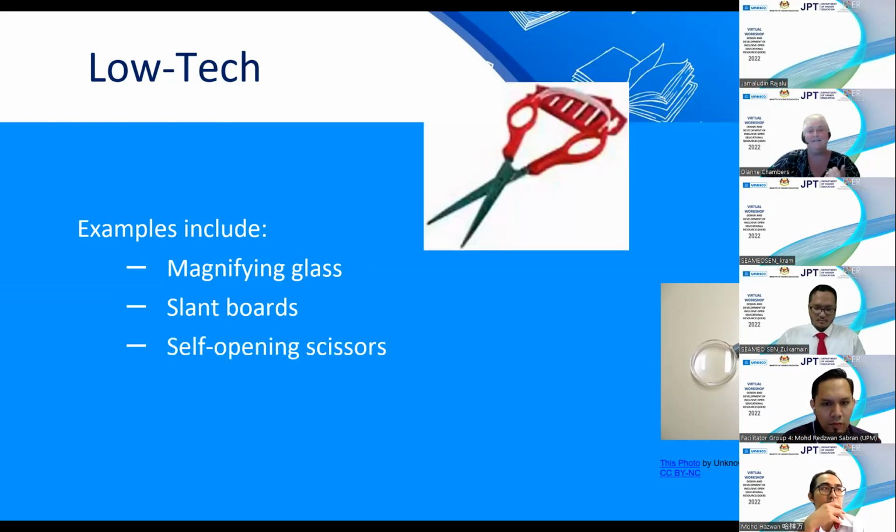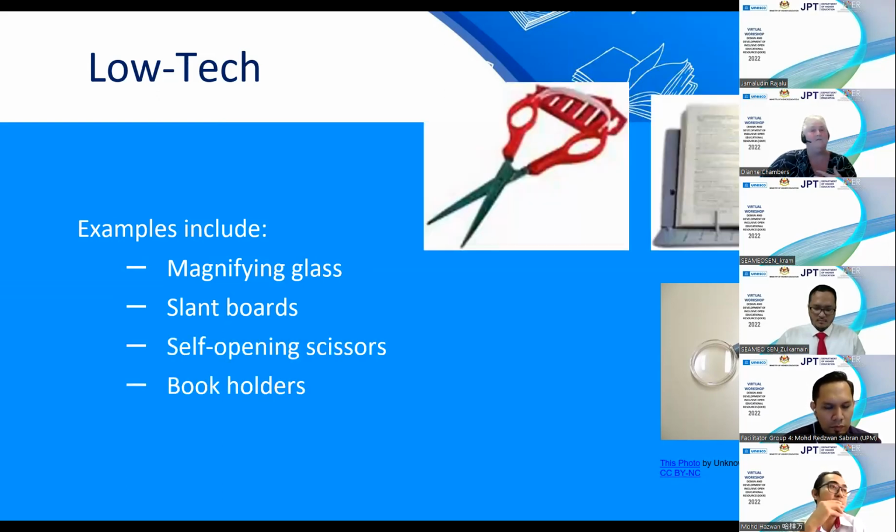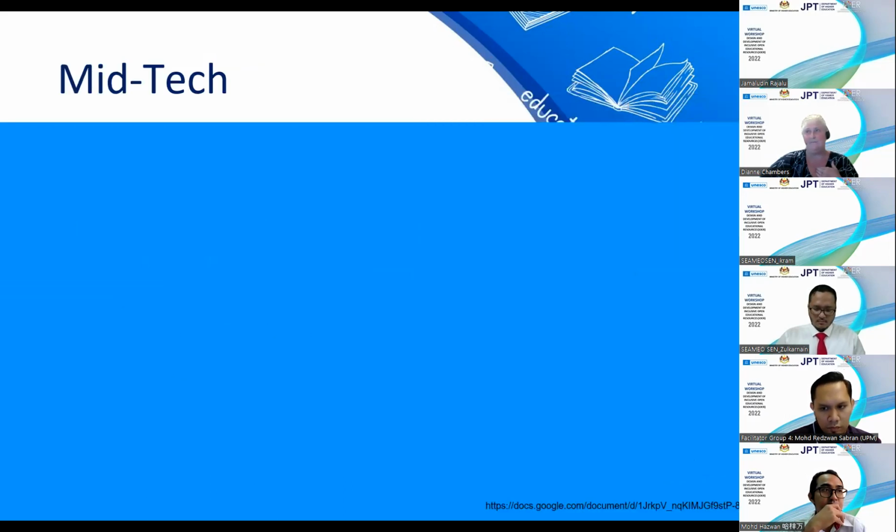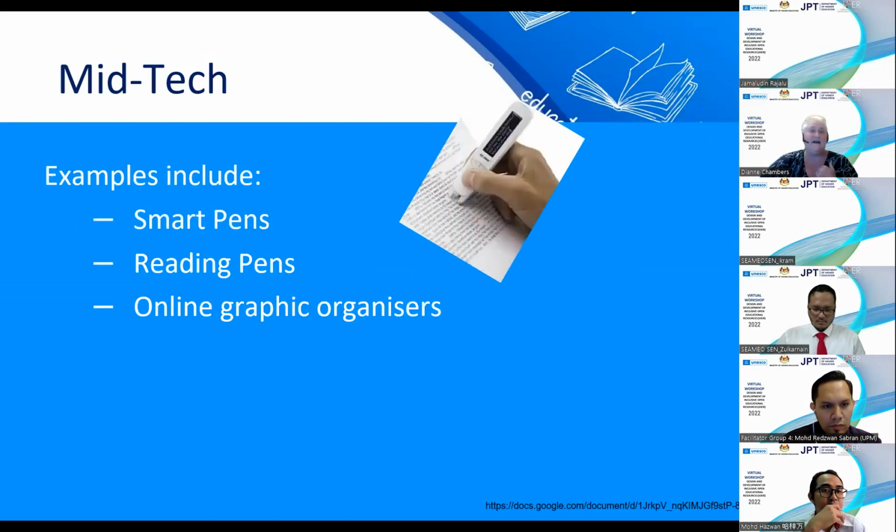It could be self-opening scissors, it could be book holders for somebody who has low muscle tone. It could be pencil grips to help somebody write effectively. When we're looking at mid-tech, you've got things like smart pens, particularly if I've got students with learning disabilities and dyslexia. Smart pens are really becoming much more highly used.